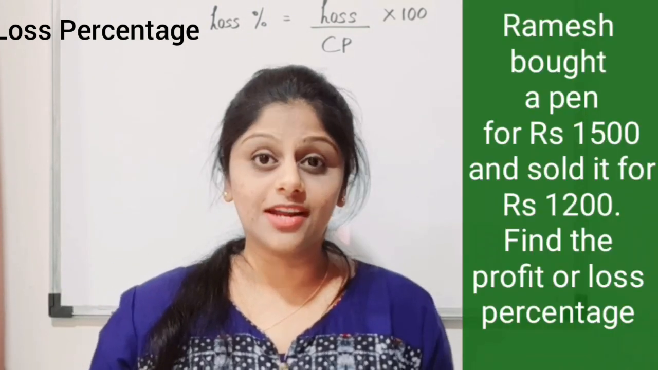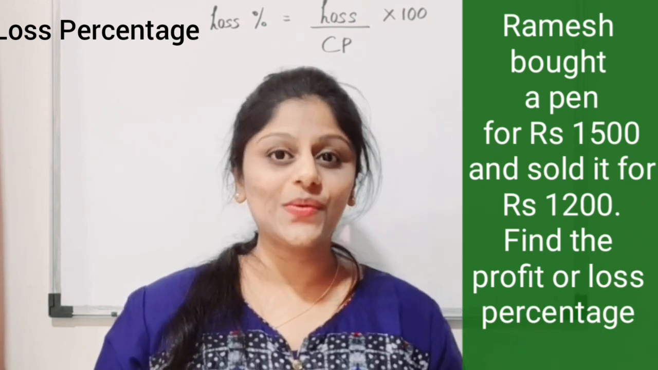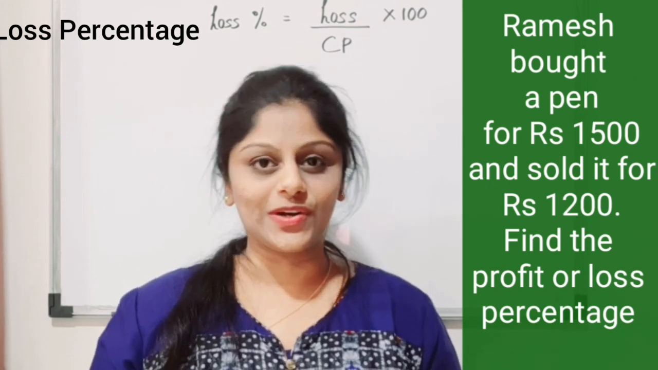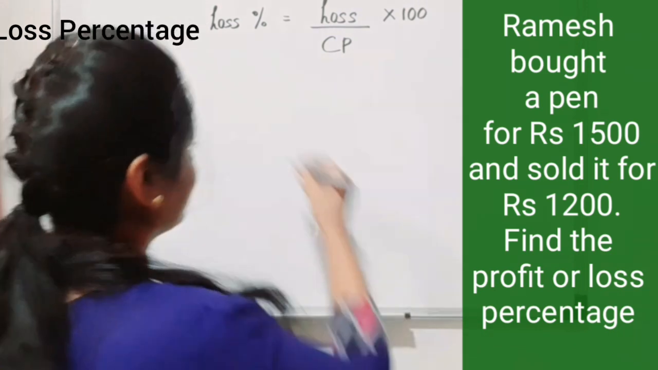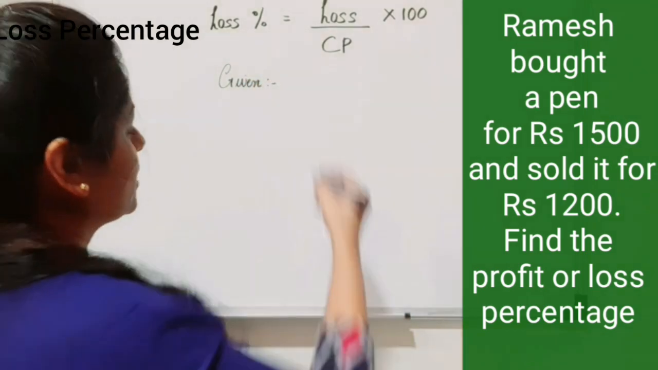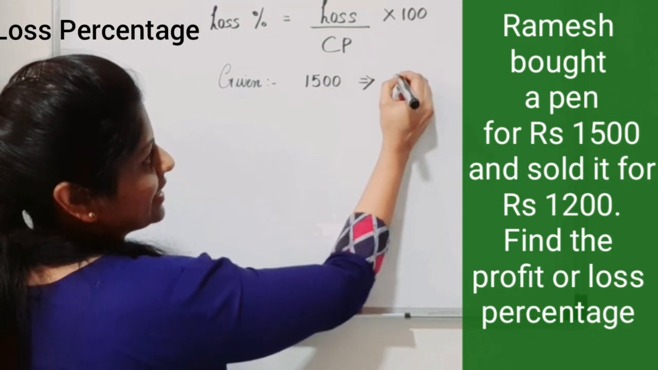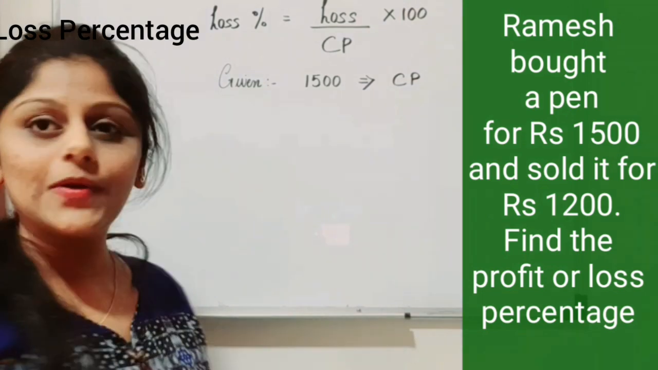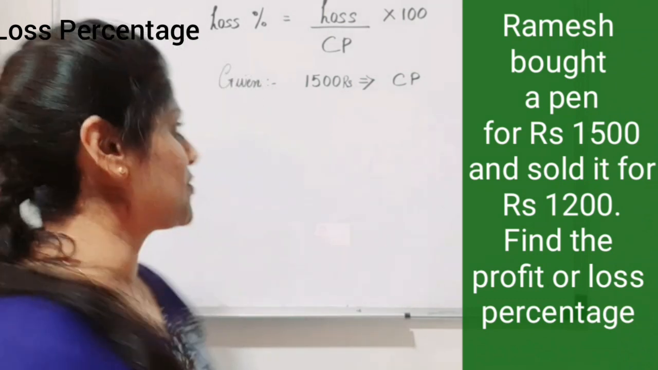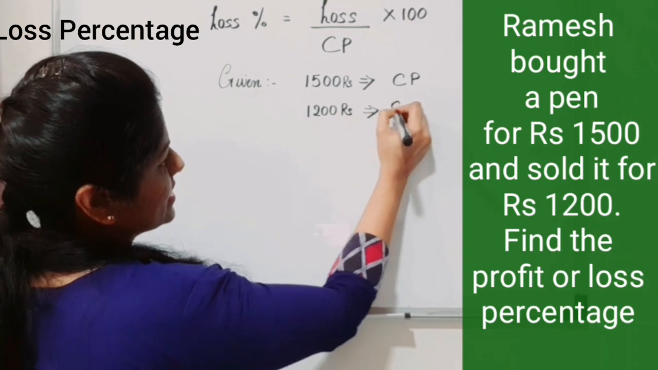The question is, Ramesh bought a pen for rupees 1500 and sold it at a rate of 1200 rupees. Find the loss percentage or the profit percentage. So first let's write the given things. He bought it for rupees 1500, so this will be the CP or the cost price. So the cost price is rupees 1500 and he sold that for rupees 1200. So this is the selling price.